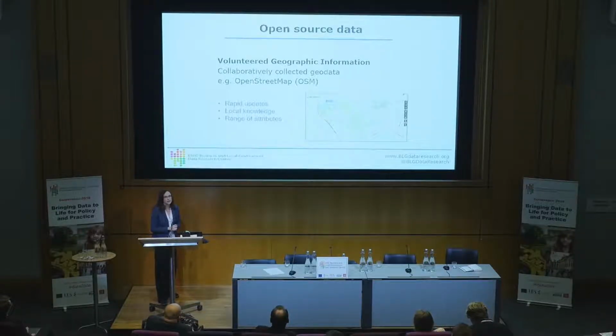So one example of that would be open source data, something like volunteered geographical information. And a prime example of this is something like OpenStreetMap. If you looked at Google Maps, it's very similar to that sort of platform, but it's actually volunteered geographic information. It's information that's contributed by the public. They upload their information on their local area, which means that it can be rapidly updated.